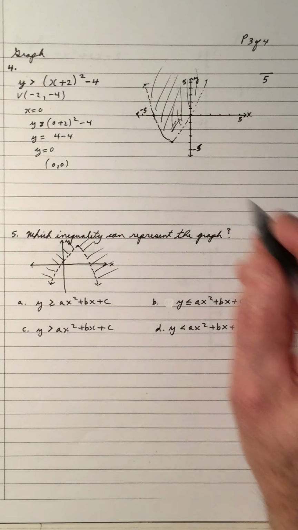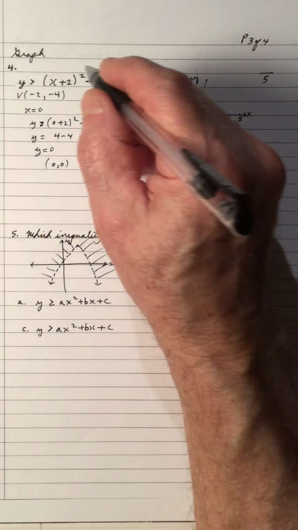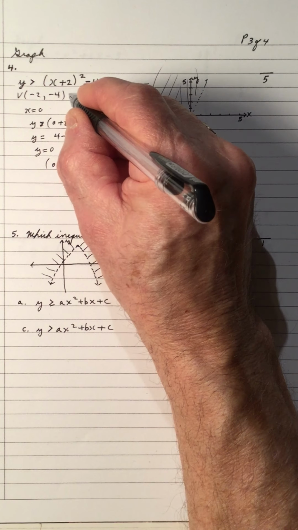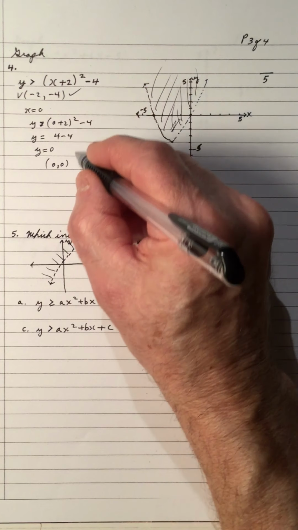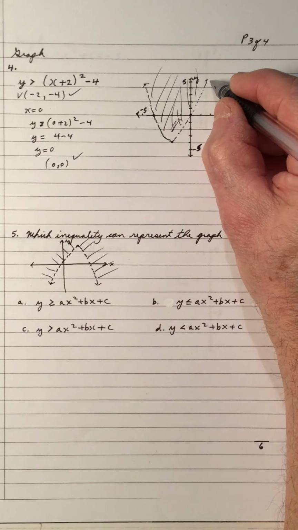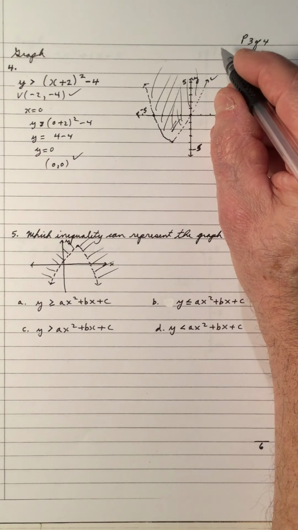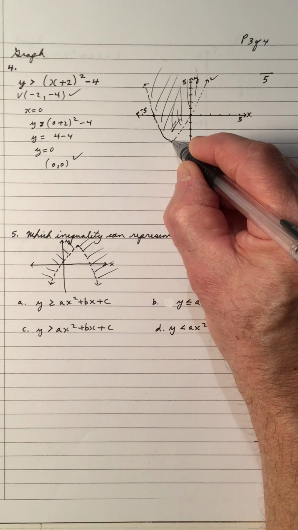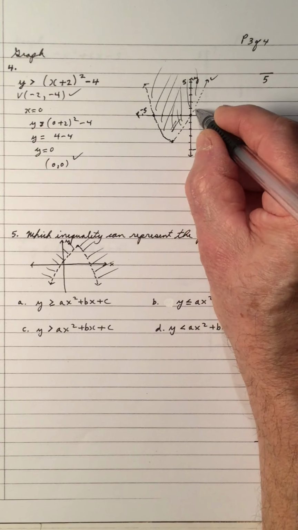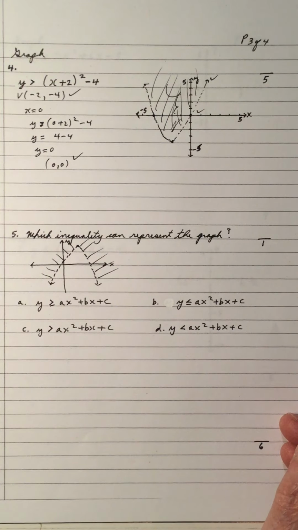And we have 5 marks, so if you got the vertex, you get a mark. If you got the y-intercept, you get a mark. And if you draw your graph with a broken boundary, you get a mark. And if you plot your vertex and your y-intercept correctly, you get a mark. And if you shade it up here, you get a mark. So 5 marks in total.